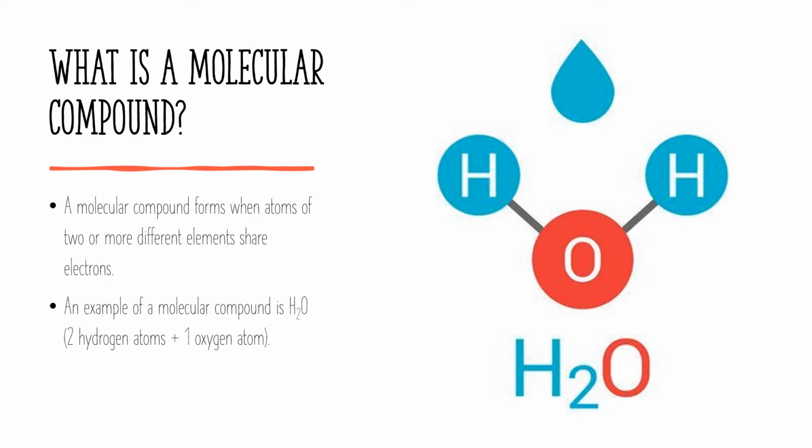What is a molecular compound? A molecular compound forms when the atoms of two or more different elements share electrons. An example of a molecular compound is H2O, two hydrogen atoms plus one oxygen atom.